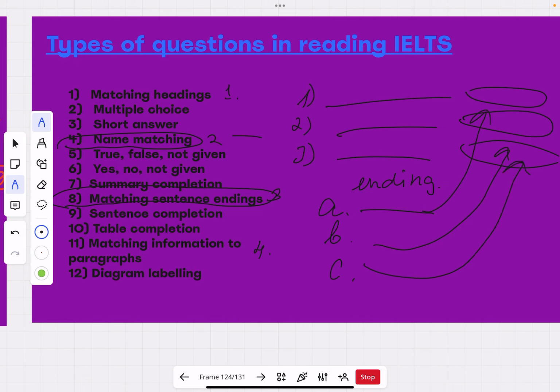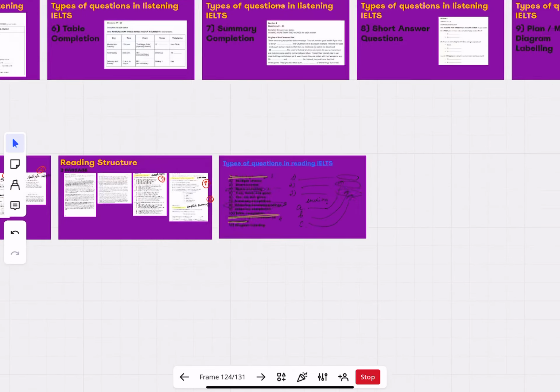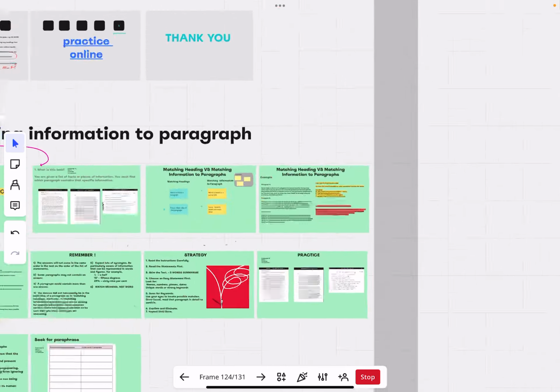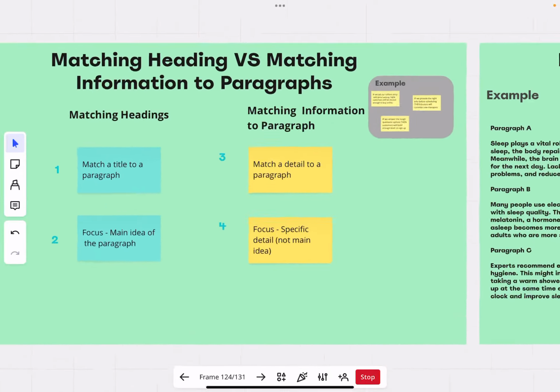And the interesting thing is that a lot of students get confused between this one and this one, matching information to paragraph. Why? They're different. Let me just show you. This is one of the important pieces of information that I'm going to share with you, okay?